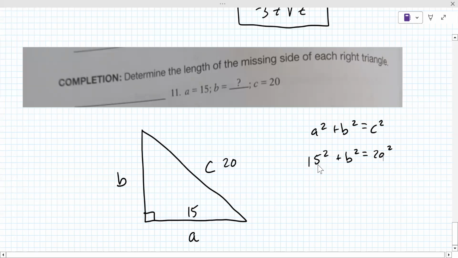Okay, so now I want you to figure out 15 squared. And remember, it's 15 times 15. 20 squared is 20 times 20. You're not multiplying by 2, you're squaring. Squaring means multiplying by itself.